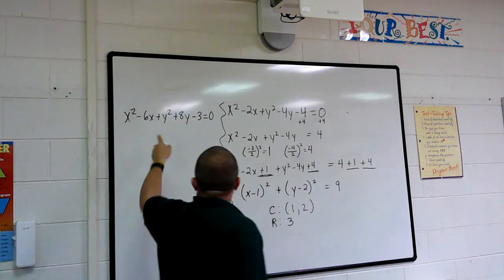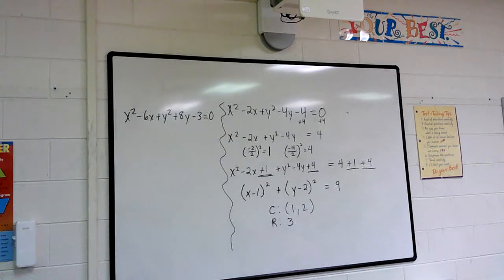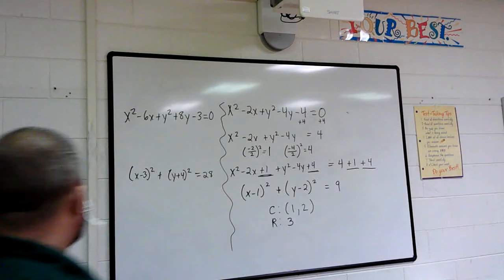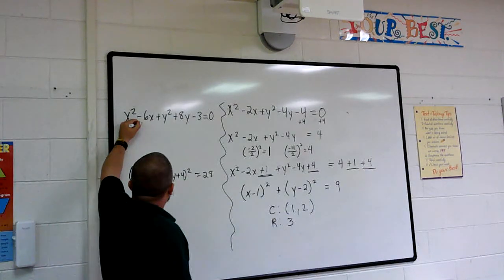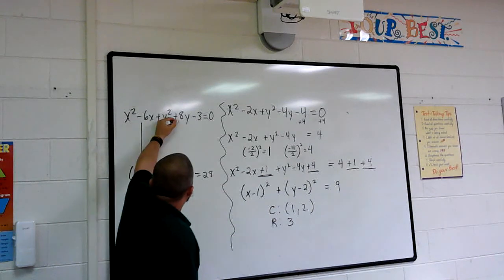So x squared minus 6x plus y squared plus 8y minus 3 is equal to 0. I want you to use the one we just did and give it a try, and then we'll go back and I'll go through it. I'm trying to write it out. But you can know that the minus 6 is going to be half of that, and the plus 8 is going to be half of that.